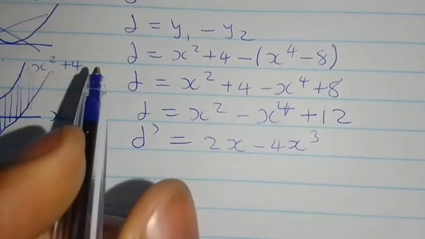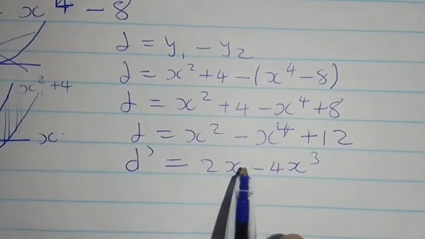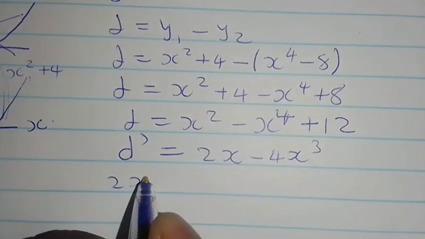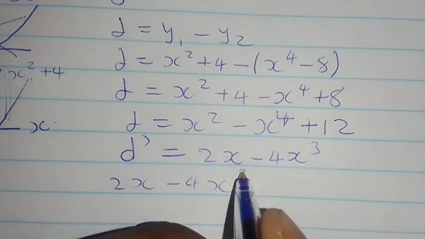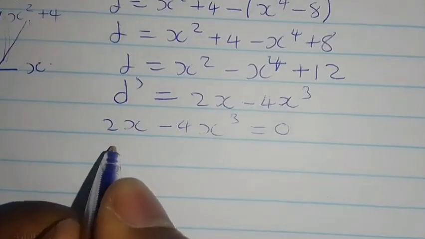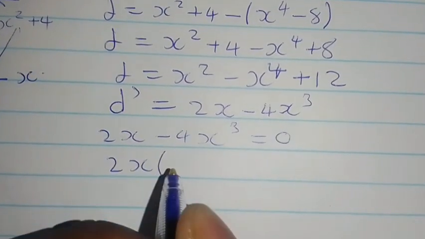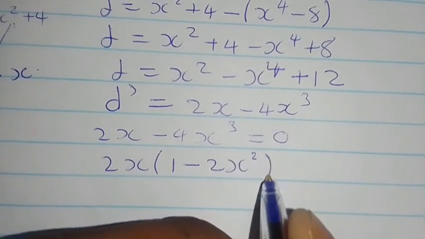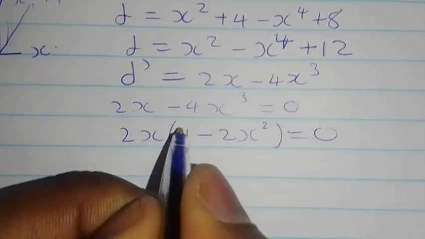Remember, when we're looking for a minimum or maximum, we have to set the derivative equal to 0. Setting that equal to 0, we get 2x minus 4x to the third equals 0. Then we can factorize by 2x, and we'll have 2x into 1 minus 2x squared. Then this will be equal to 0.